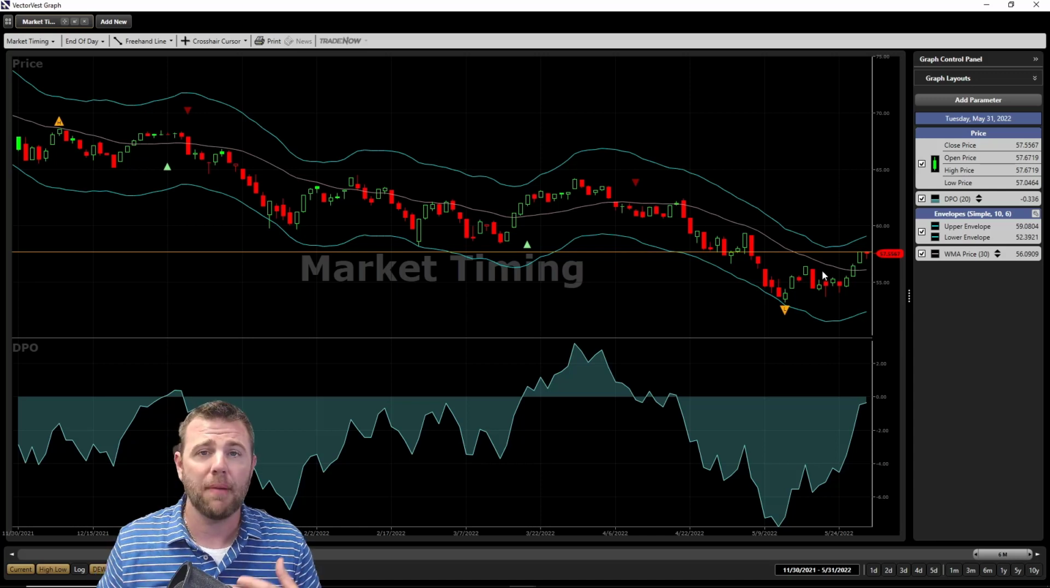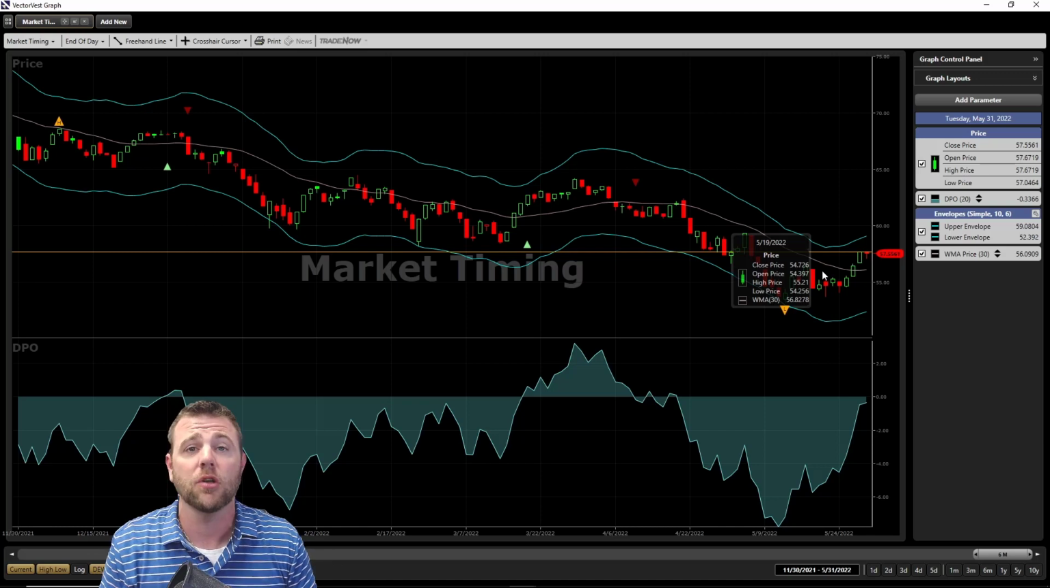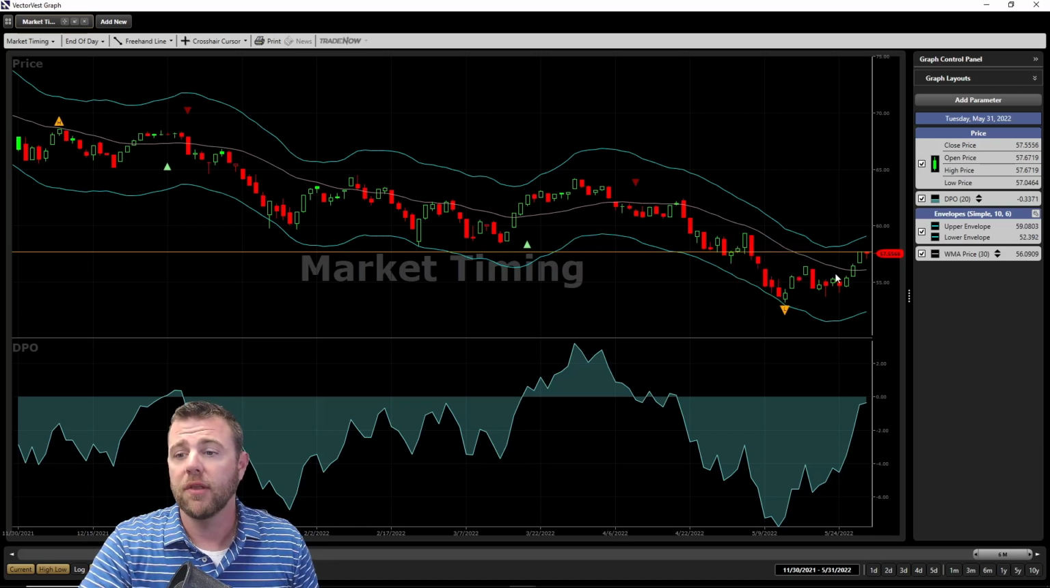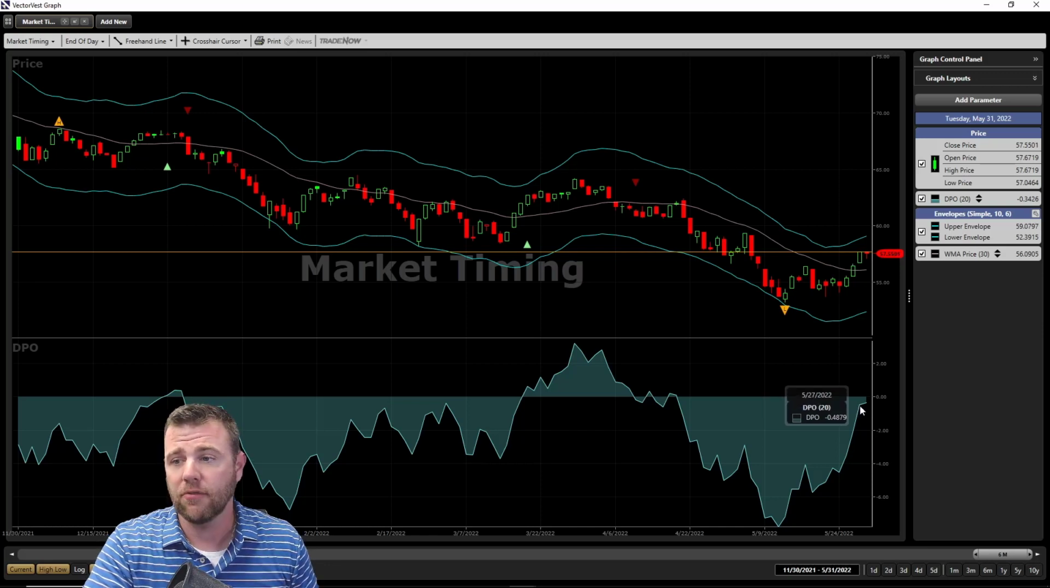So let's talk about this a little bit further and talk about it in today's sense. How do we use this going forward? Well, based off of those two rules, we see that the price has gone back above that 30-day weighted moving average for the first time in well over a month. So now all we're waiting for is that DPO to cross back into positive territory, or cross back above that level of 0. As you can see, we are getting extremely close to that.